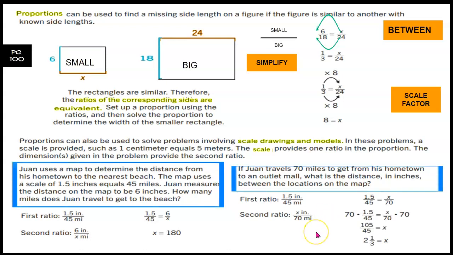We can solve this proportion by looking at it as an equation. We know for equations we do the inverse operation to isolate the variable. In order to isolate x, we would need to multiply each side by 70. We would end up with 105 over 45. 105 divided by 45 gives us 2 1/3. X is equal to 2 1/3.